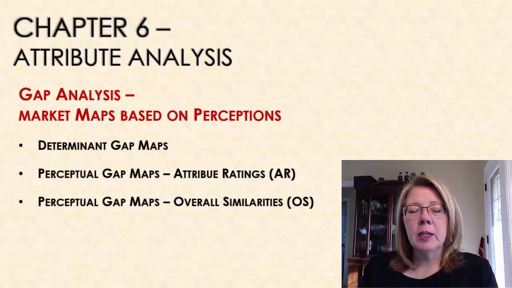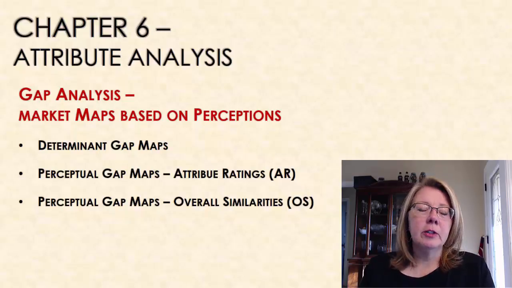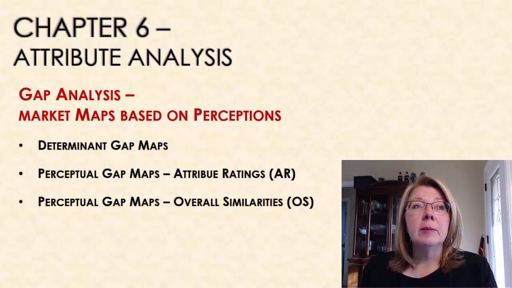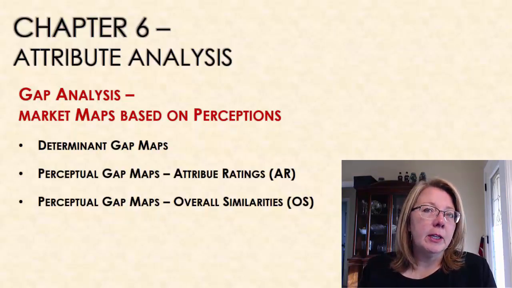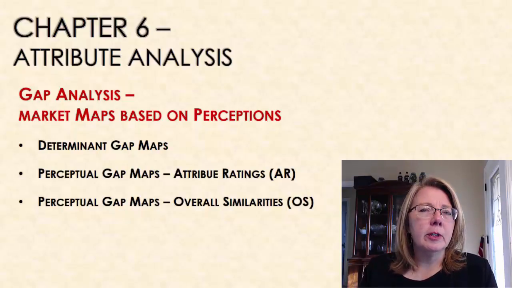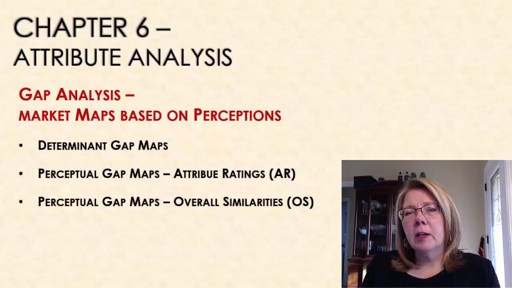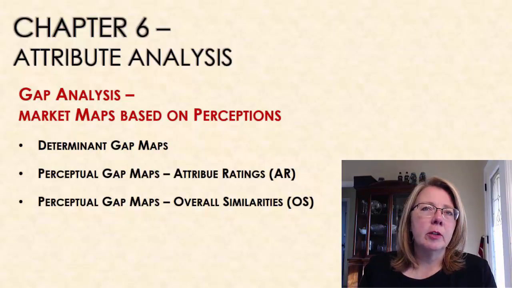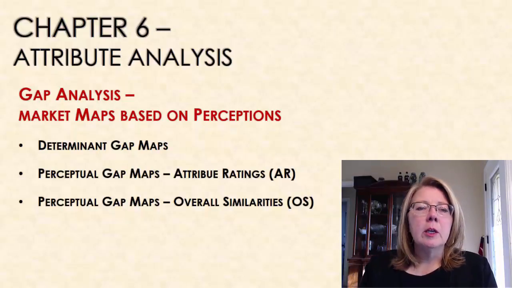Perceptual gap maps, on the other hand, are in two categories. There's an attribute ratings sort of a map, and in this scenario, you are collecting from consumers their perceptions on a collection of ratings. In the book they talk about swimsuits, and I think it's style and comfort. So they may look at the style of a swimsuit and all the different swimsuit choices versus the comfort level of all these different swimsuits.